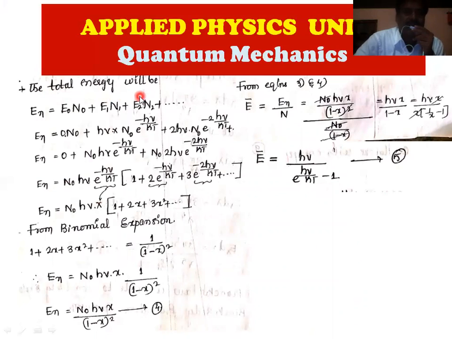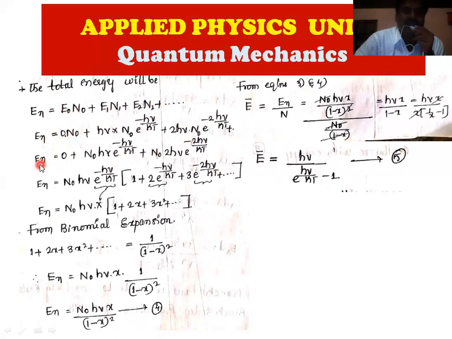So the total energy will be En equal to E0 N0 plus E1 N1 plus E2 N2 plus so on. E0 has zero energy, N0 as it is. E1 is h nu, N1 is N0 e to the power minus h nu by kT. It is the previous expression we are substituting here, and so on for E2, N2.